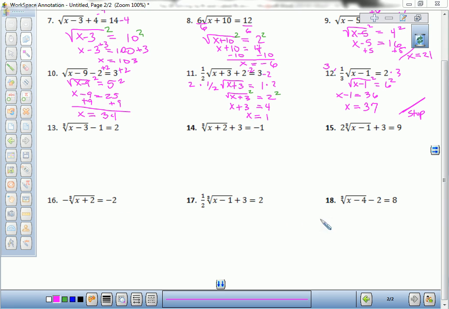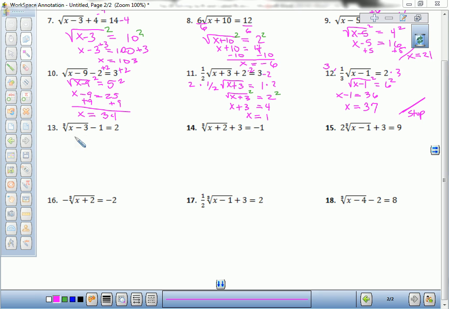Okay, the next six are all cubed roots, cubed roots, cubed roots, little roots. So watch out for that on your test, in here Wednesday and in your regular class Friday. Pay attention. Don't just assume they're all square roots or all cube roots. Watch out for the difference.